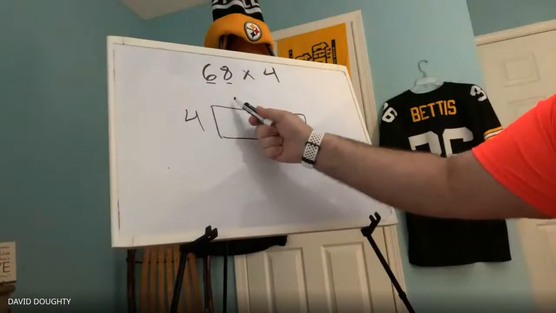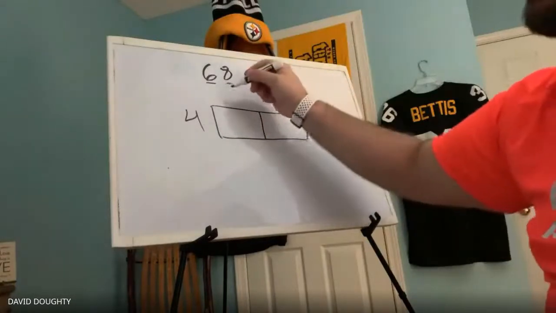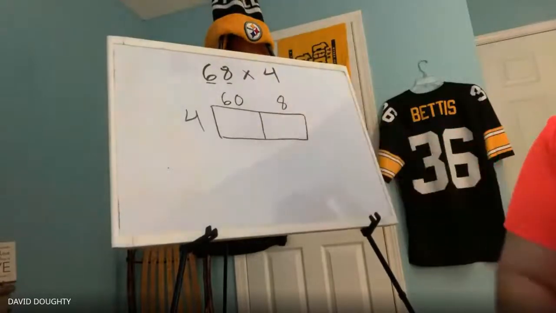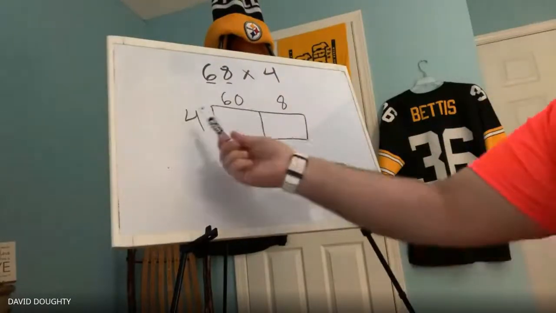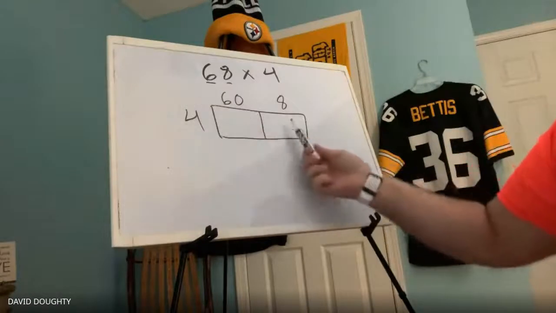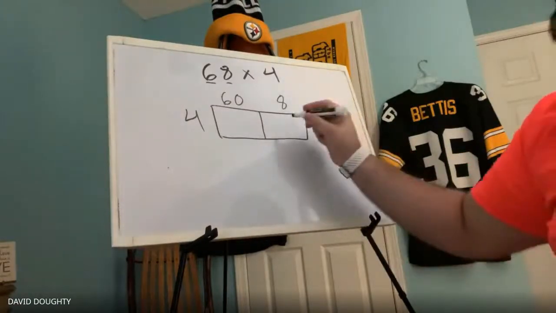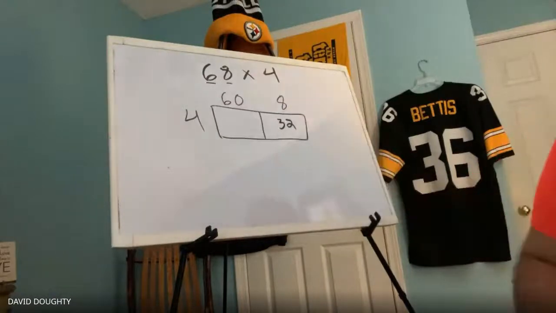Now 6 does not go here. The value of that 6 is 60. Okay. Then we put the 8 in the ones place. Now we multiply. This one's easy. 4 times 8. That is a times table. That's one of our math facts. 8 times 4 is 32. So we're going to put 32 right there.